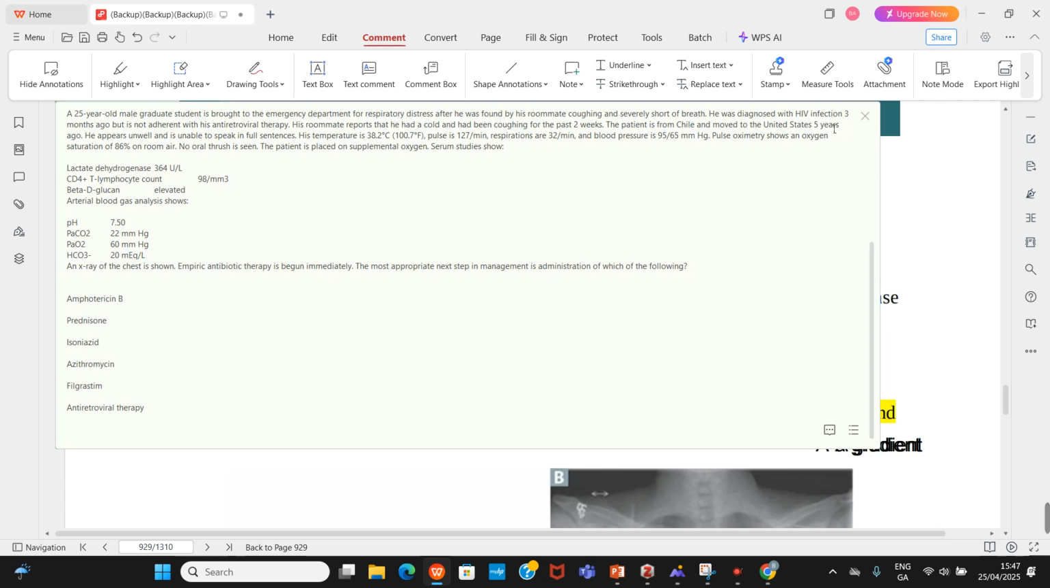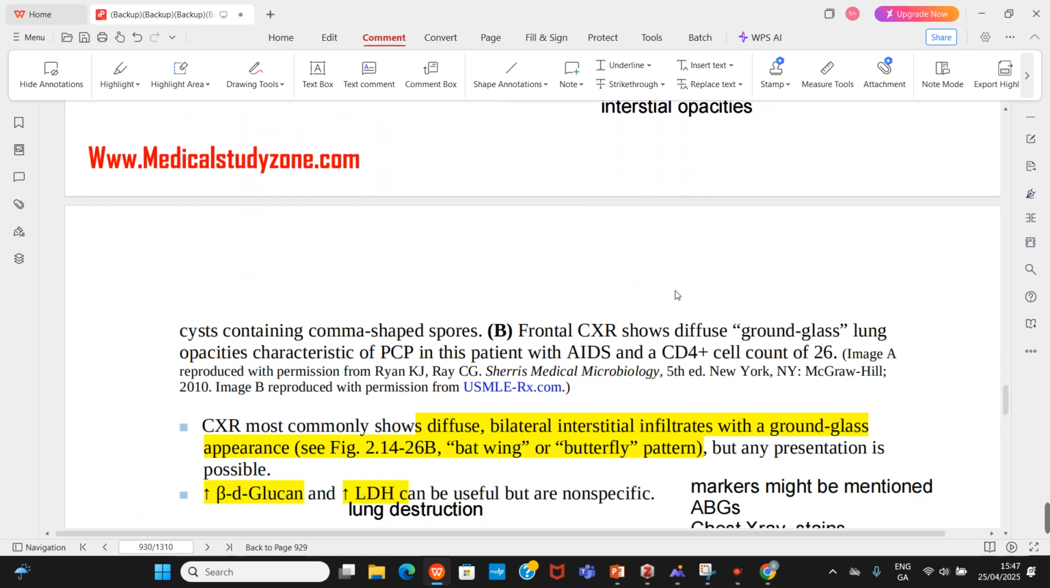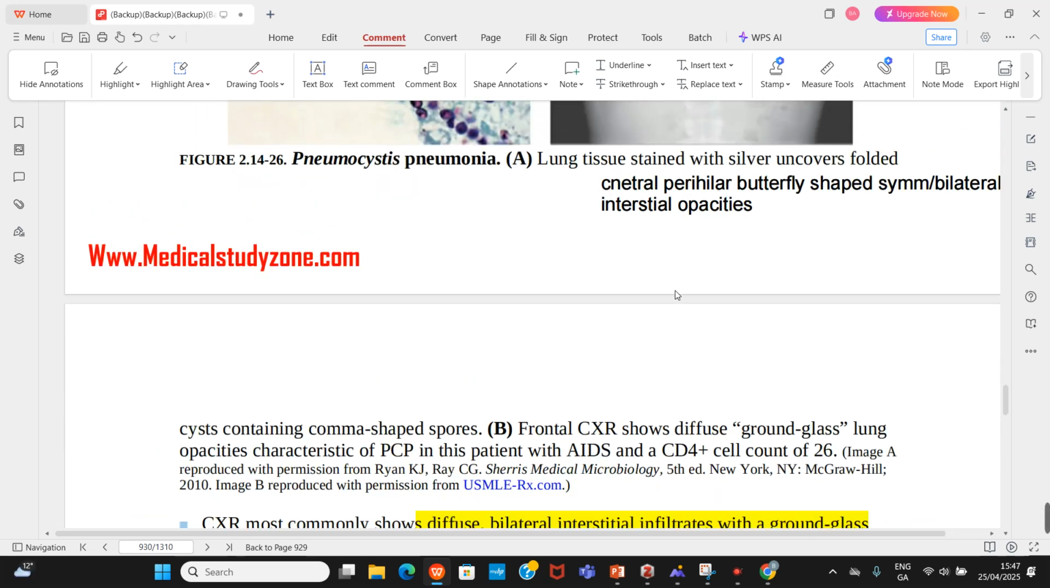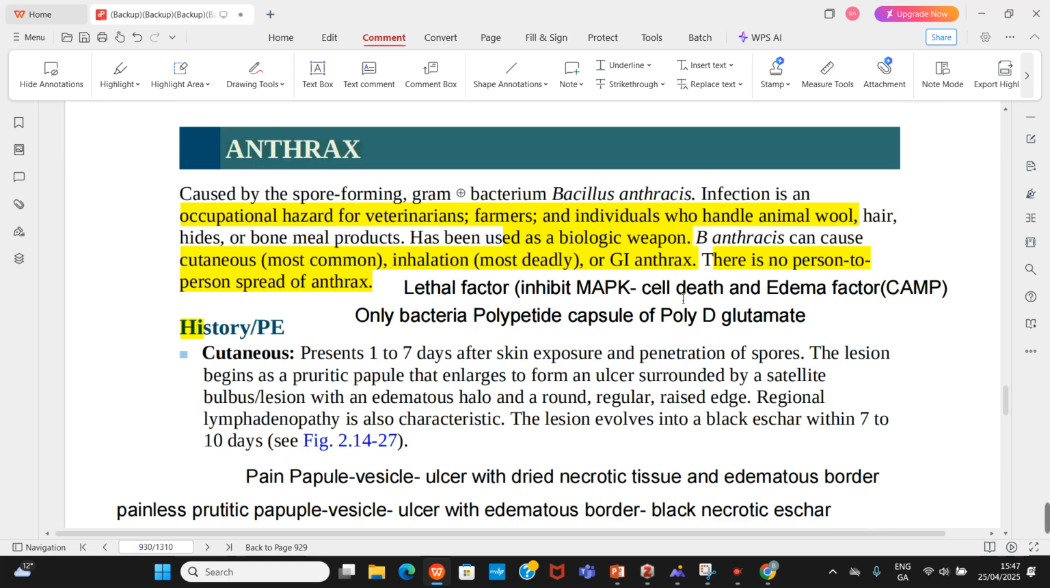PO2 is less than 70. So this one is 60. Yeah, that's correct, because they told us that empiric antibiotic has been started. So the only thing we want to add is spread.